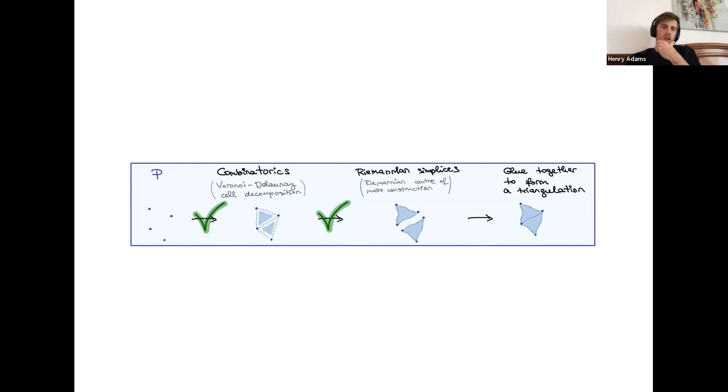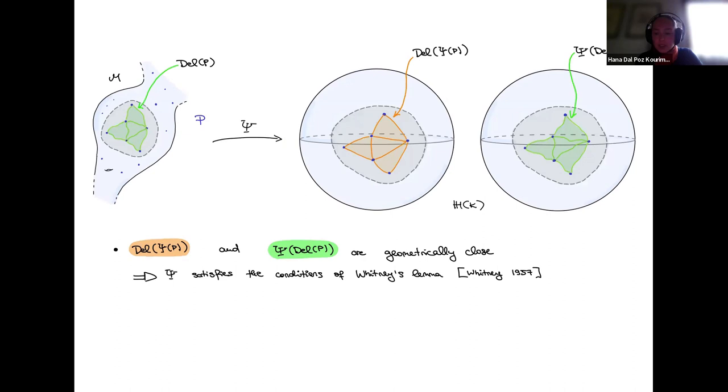All right. The last step of the construction was this Whitney lemma that I didn't want to go into detail too much. Basically, I will really sweep almost all the information under the carpet here and tell you that because we have this geometrical proximity of the two triangulations, the map psi satisfies the conditions of the Whitney lemma, and thus the whole process goes through. All right, so that was a bit fast.